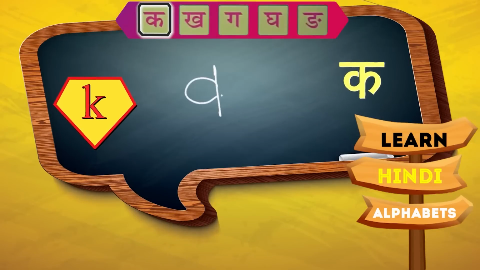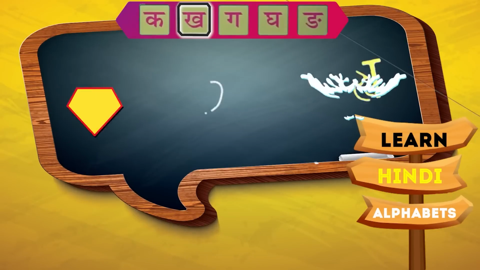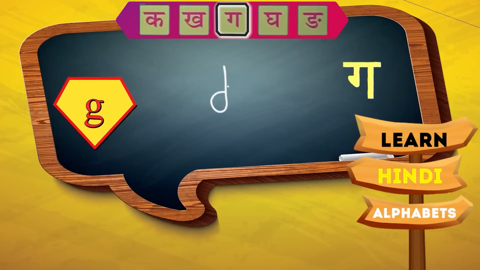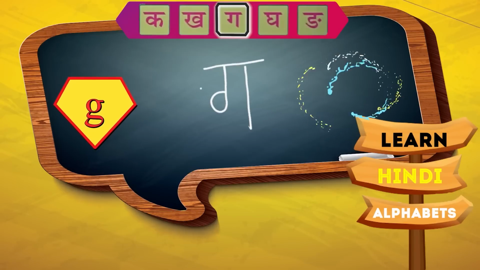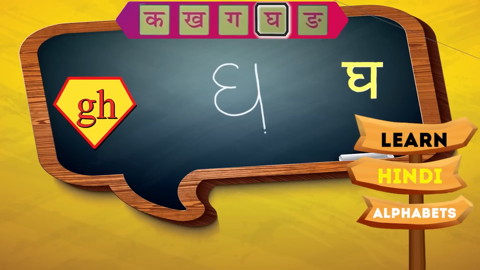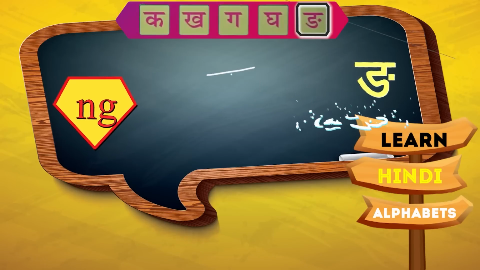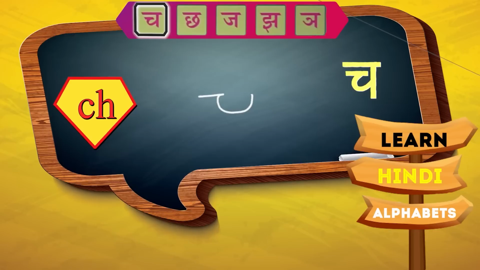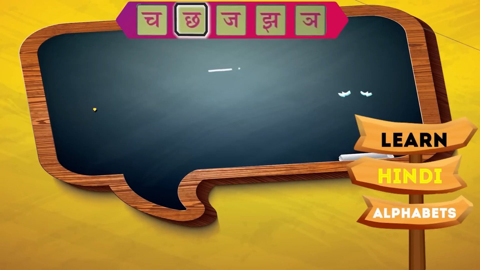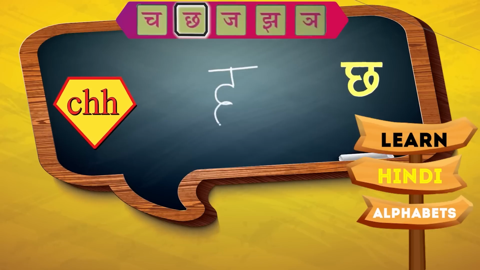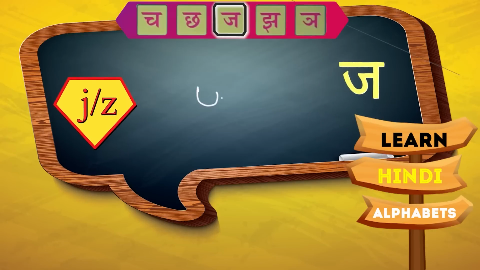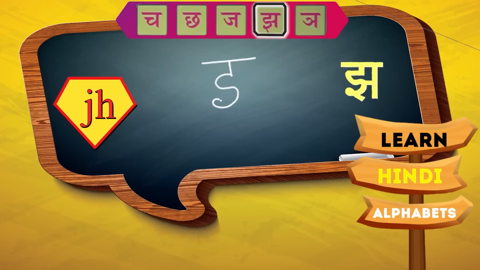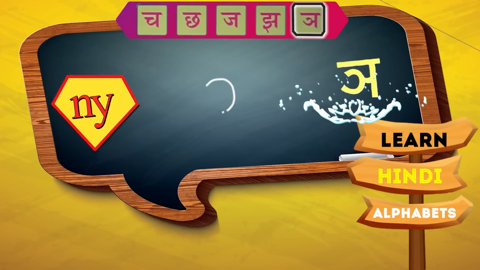This is K. This is G. This is W. This is Ch. This is J. This is Jh. This is Y.